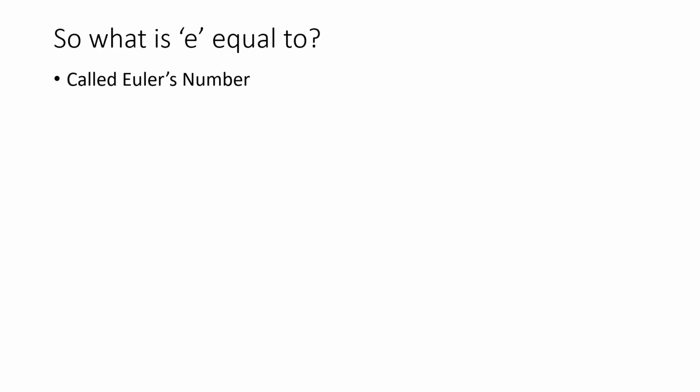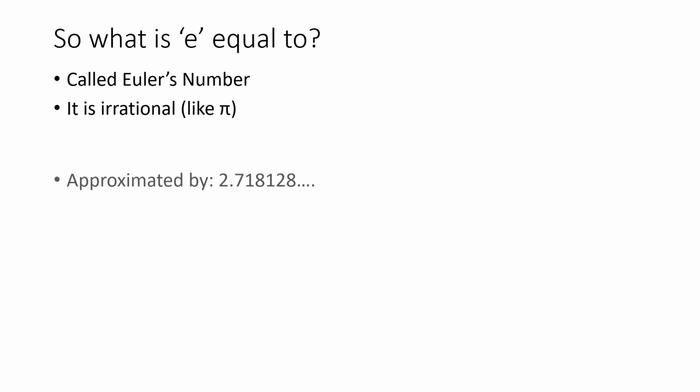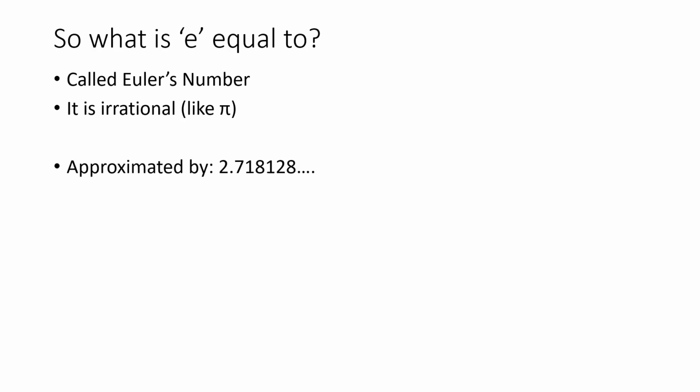So first off, it's called Euler's number. If you're wondering, what is the name of it? What do I call this number? Honestly, most of the time we just call it e, but it is called Euler's number, not Euler. Okay, that is Euler. I'm not saying it wrong. It is irrational like pi, so it never terminates and never repeats. And it's approximated, and this is where I have the error. Here's what it is.